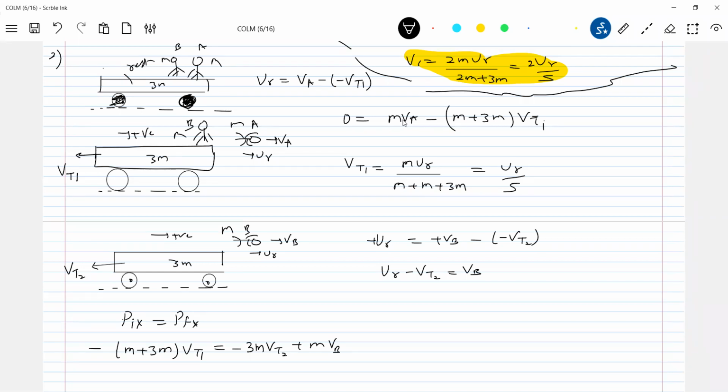Before person B makes a jump, person B and the trolley, in what direction are they moving? They're moving towards the left. This negative sign is very important here. Now let's substitute the value of VT1 and VB in this equation, then we'll go for VT2. So after solving this, minus 4M VT1, which is UR by 5, equal to minus 3M VT2 plus M VB, and VB will be UR minus VT2.